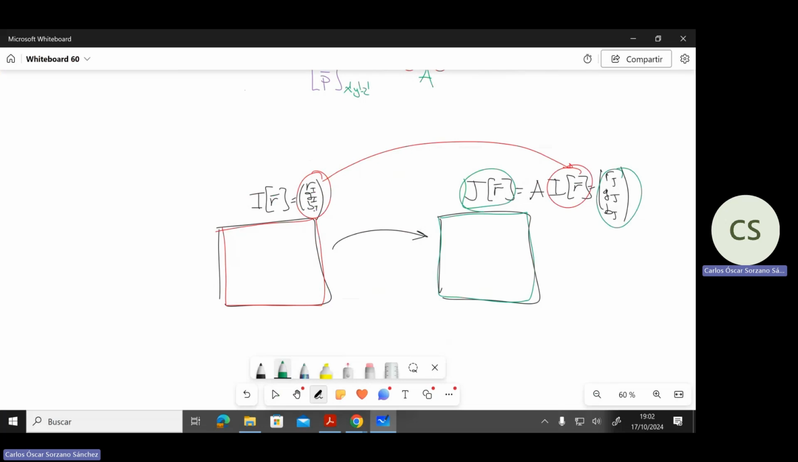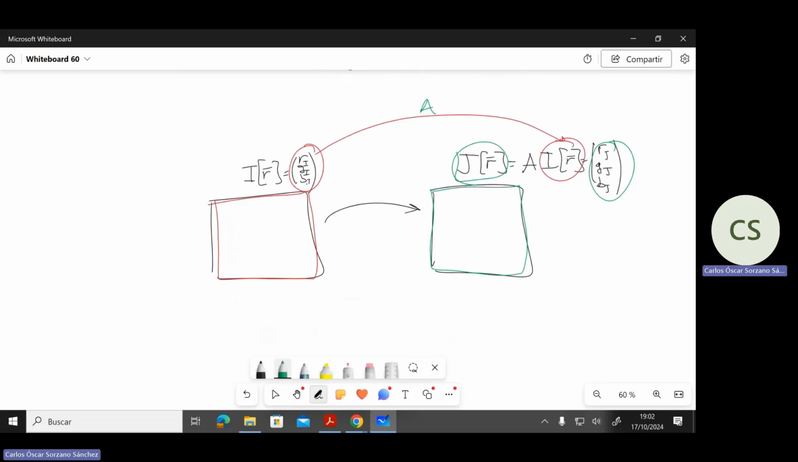So if I want to go from I to J, I have to multiply by A. What if I want to do the opposite? I go from J to I. You have to multiply by A minus 1. It is simply solving this equation for I again: I is A minus 1 times J. So A goes in one direction, A minus 1 goes in the other direction.